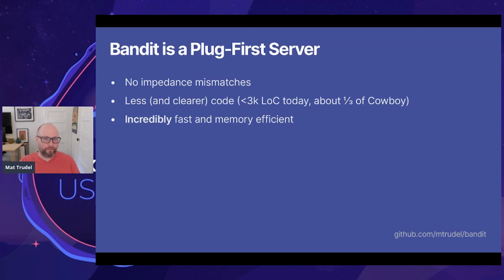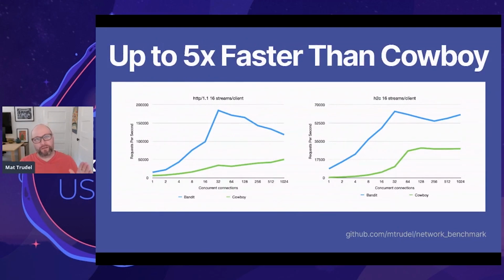So in a recent benchmark that I've run, Bandit is up to 5 times faster than Cowboy, depending on your level of concurrency and whether you're serving HTTP 1 or HTTP 2. On the low end, we're 1.5 times faster. On the high end, we're up to 5 times faster. And I want to be clear here that I'm not juicing these numbers at all. This is as good faith of a comparison as I'm capable of doing as a non-professional benchmarker.